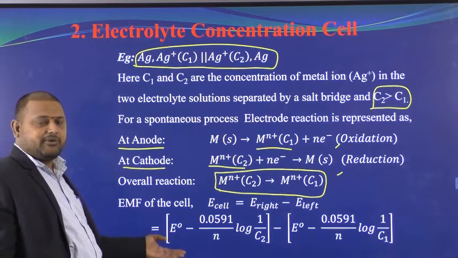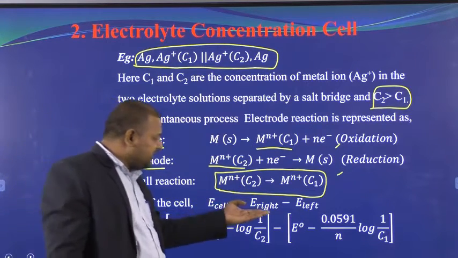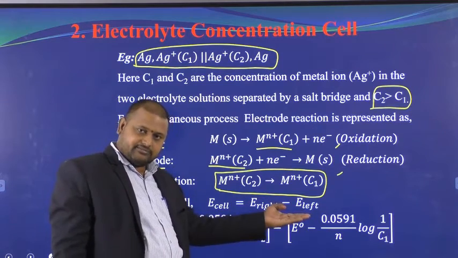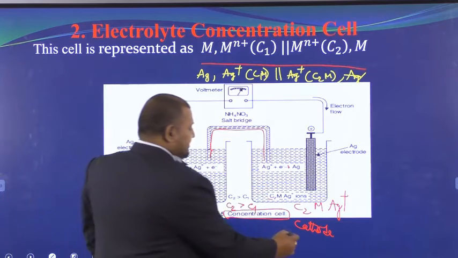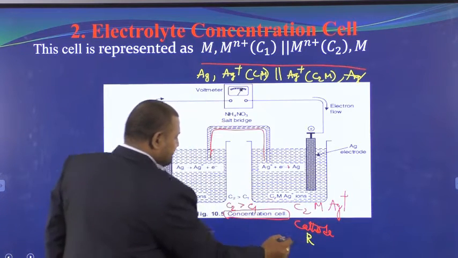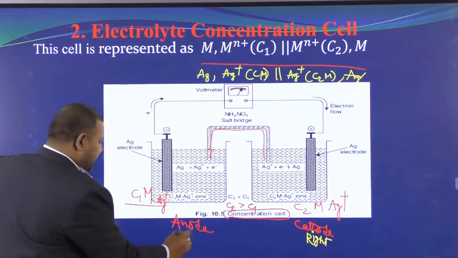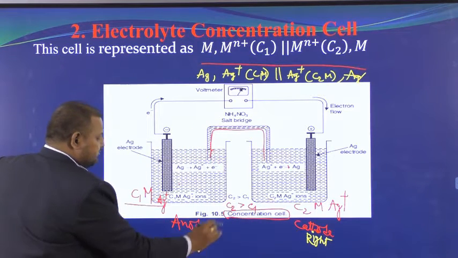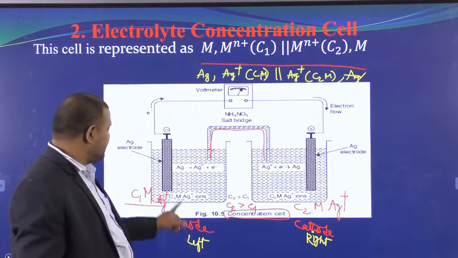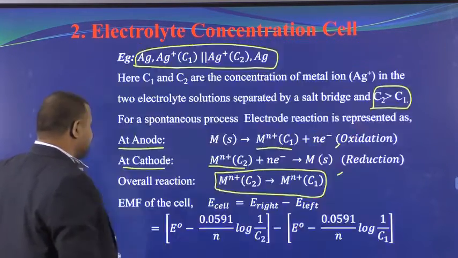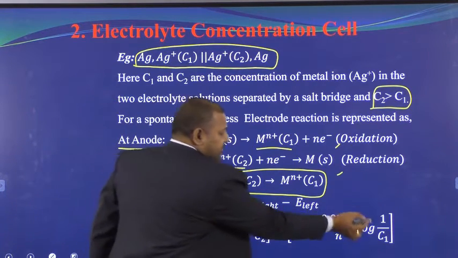Now we will calculate the EMF of the cell. E cell is equal to E right minus E left. See here, this is the right-hand side and this is the left. On the left, what is the concentration? C2. On the right, what is the concentration? C1. So remember that, and now we will see here. Right is 1 by C2, left is 1 by C1. Correct.